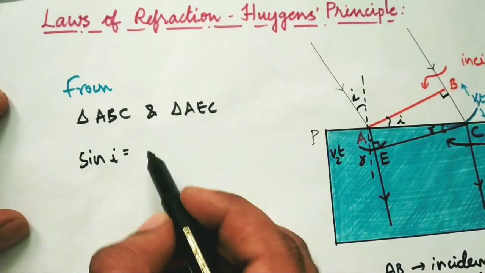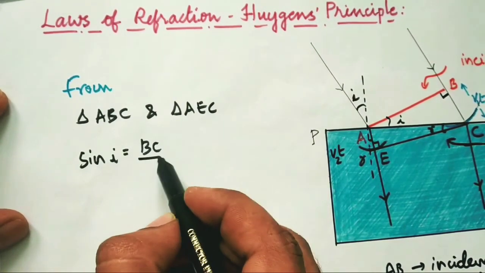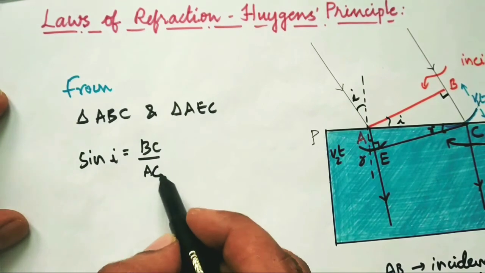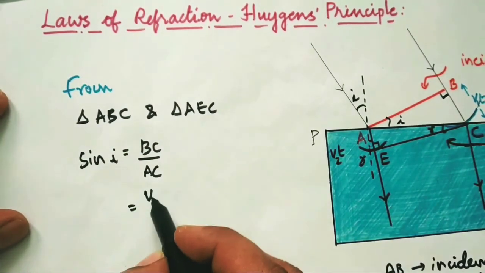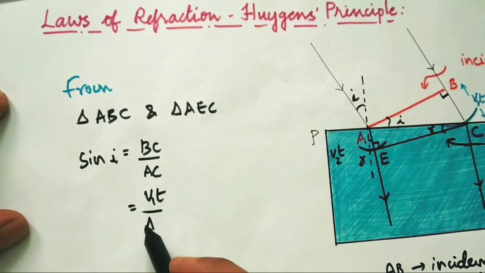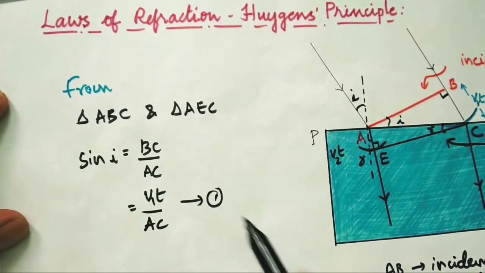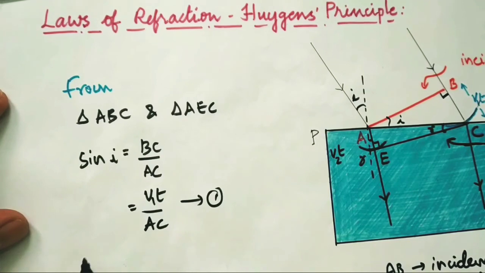The hypotenuse is opposite to the perpendicular. This is very important. Many students get confused over there. So it is BC by AC, not AB. The hypotenuse will be AC. Now what is BC? From the figure it is V1T by AC. Let us say this is equation number 1.